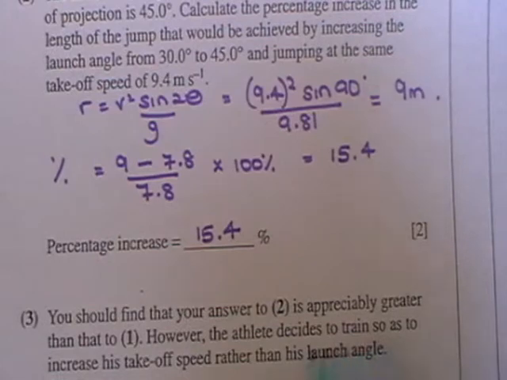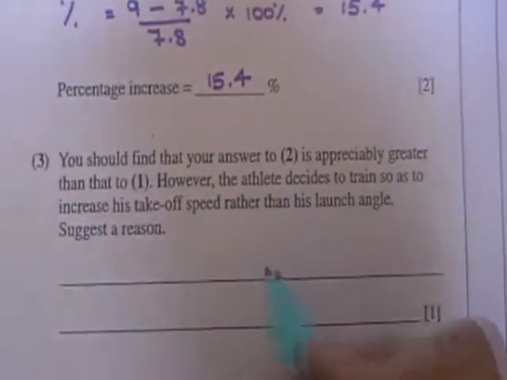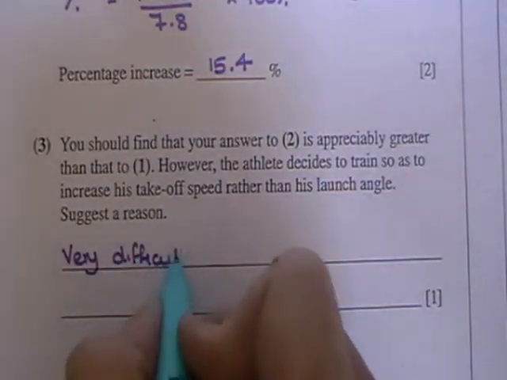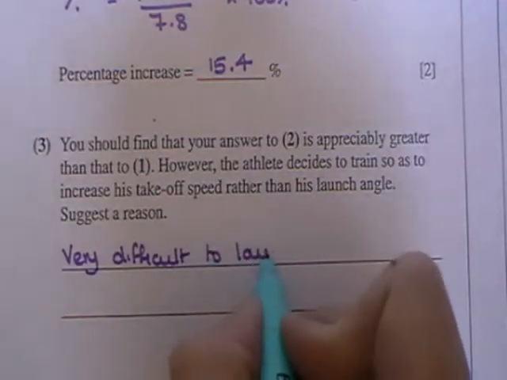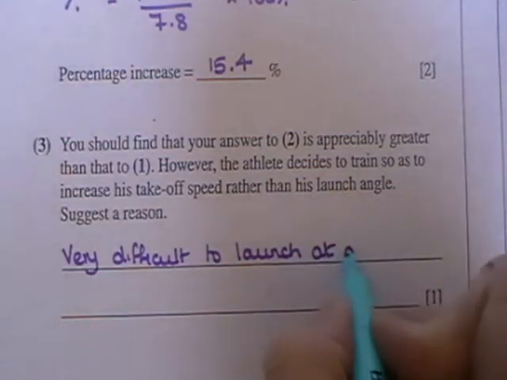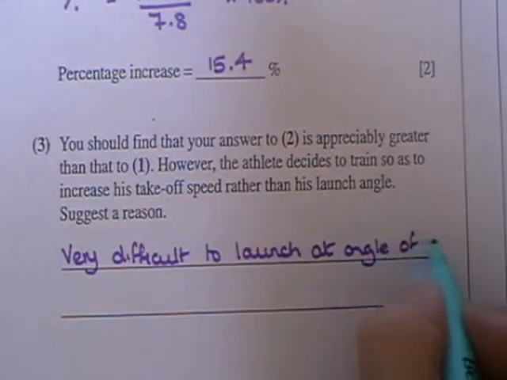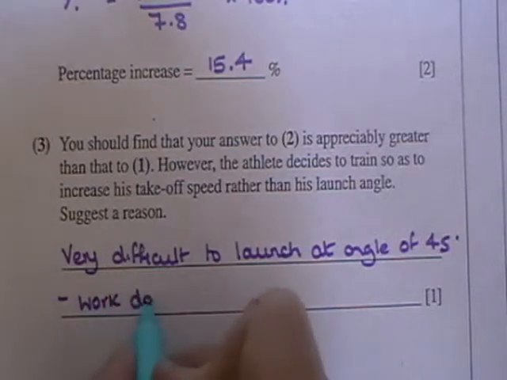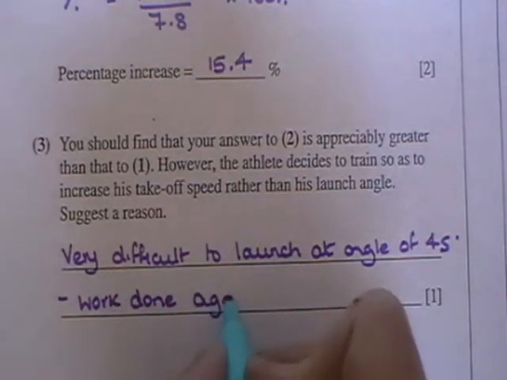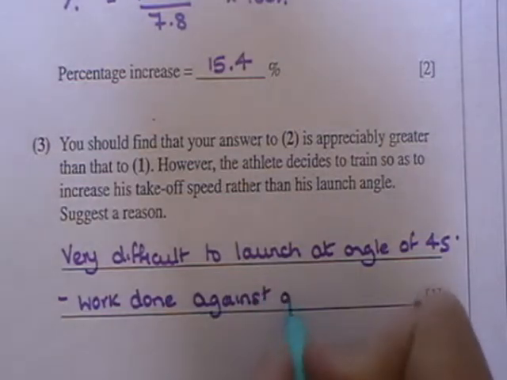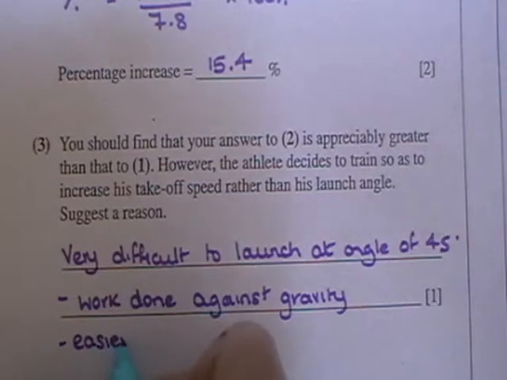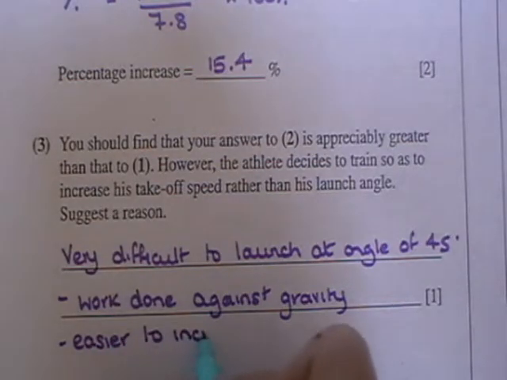However, the athlete decides to train so as to increase his takeoff speed rather than his launch angle. Suggest a reason. And the reason is, of course, that it's very difficult to launch at an angle of 45 degrees because you have to work against gravity. Work has to be done against gravity. And so it's easier for the athlete just to increase his speed.